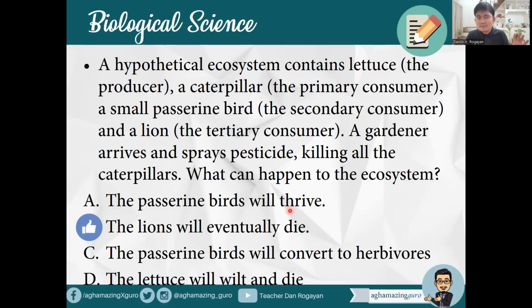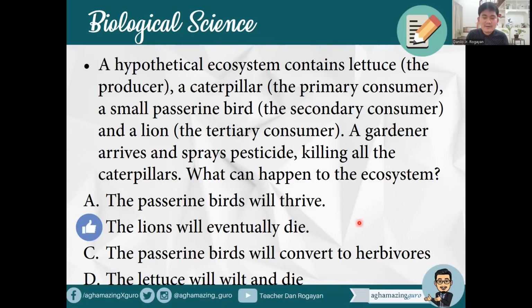Thrive and survive, diba? Lagi nating nalilinin yan. So it's not enough that you survive, no? It's also nice that you thrive. So you both thrive and survive. The passerine birds will be converted to herbivore. That's not possible since passerine bird's diet is a caterpillar, which is an animal. So therefore, it is actually naturally a carnivore. And the lettuce will wilt and die.